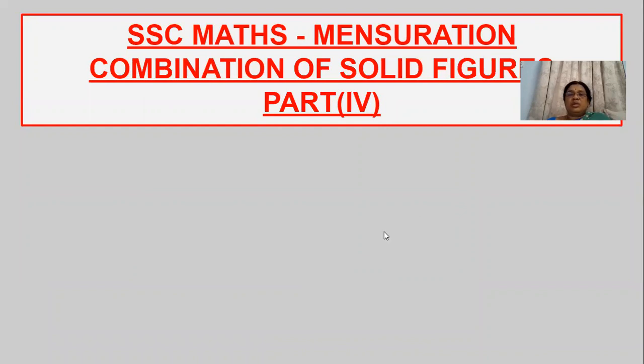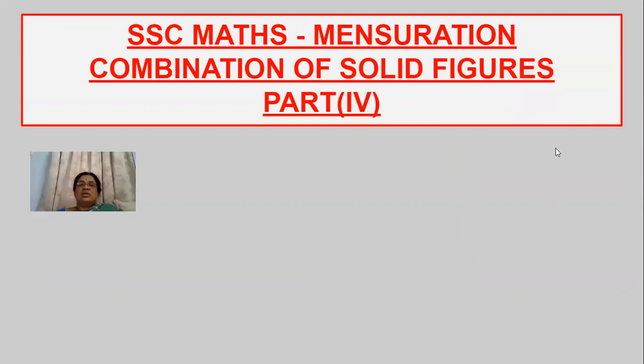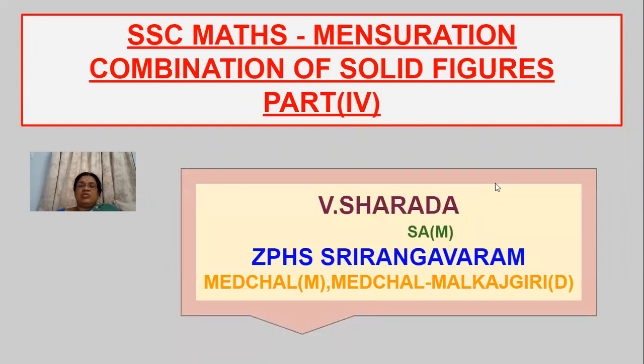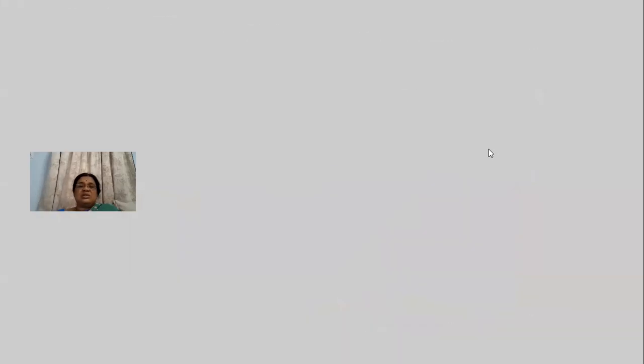Today's topic is mensuration, a continuation of the previous session. This is the combination of solid figures. Previously we learnt what three-dimensional figures are, the difference between the surface areas and volumes of three-dimensional figures, and how to remember the formulas in mensuration, and I explained some illustrated examples also. This is a continuation of the previous lesson.